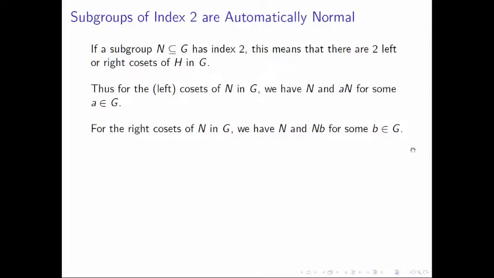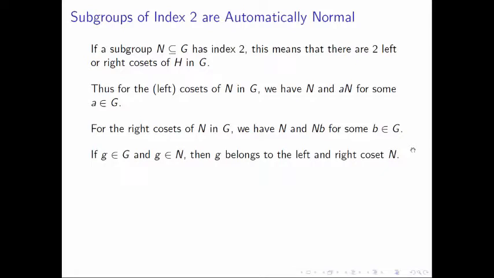Similarly, we have 2 right cosets of N in G, so N has to be one of them, that's always a coset if it's on the left or on the right, and we'll name the other coset N times little b, for some b in G. I'm using a different letter because I don't know where a belongs. In fact, I do. Let's think about this a little bit further.